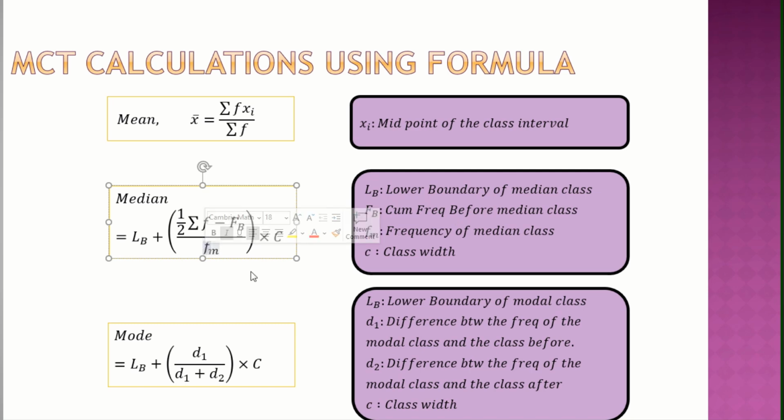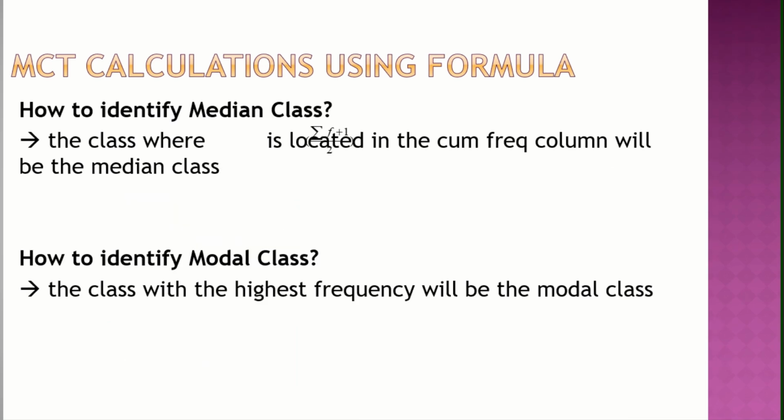FM here, this is small, lowercase, right? So it's frequency of the median class times C, which is class width. What is class width? The size of the class. If your class is 0 to 100, the size of the class is 100. If your class is 100 to 200, the size of the class is 100. 200 to 400, the size of the class is 200. That's class width. Okay, so that is what your median formula is about.